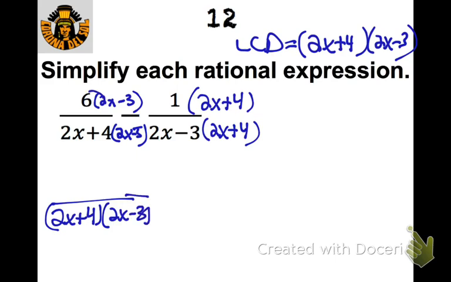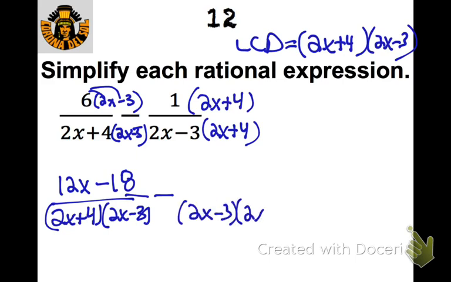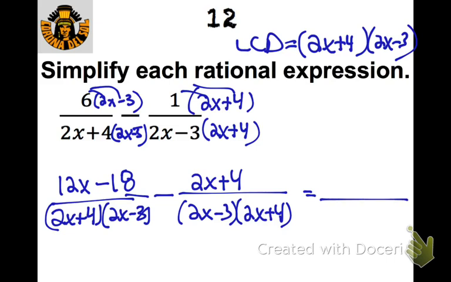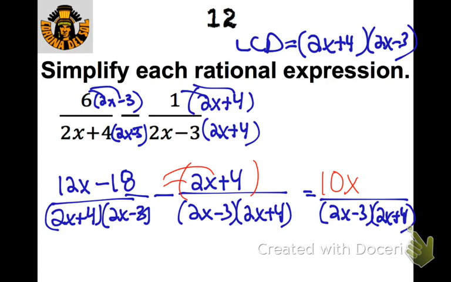And then now I can distribute the numerator. So that would be 12x minus 18 minus. And then this one's going to have that same denominator, 2x minus 3, 2x plus 4. And the numerator is just going to be 2x plus 4. Now these two fractions, they have the same denominator, so I can write that. 2x minus 3, 2x plus 4. And now I can combine the numerators. So just have to make sure you remember the negative sign gets distributed. So that's 10x, and then it's minus 18 minus 4, so that's minus 22.